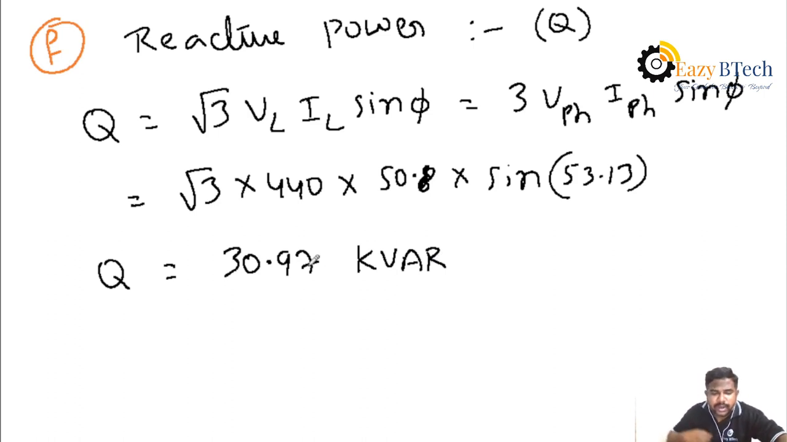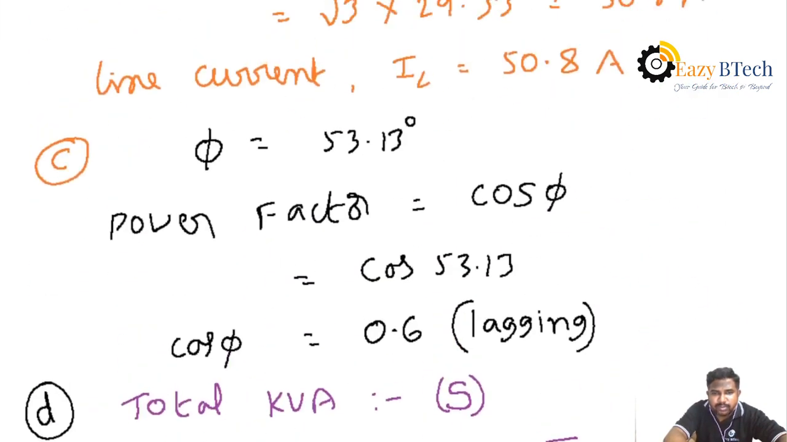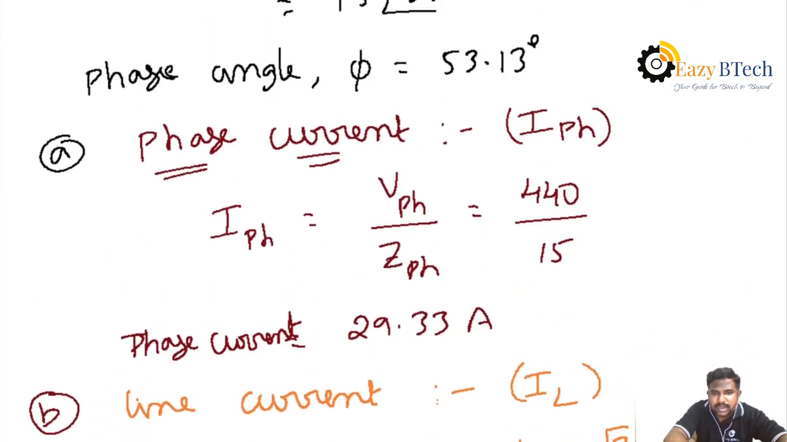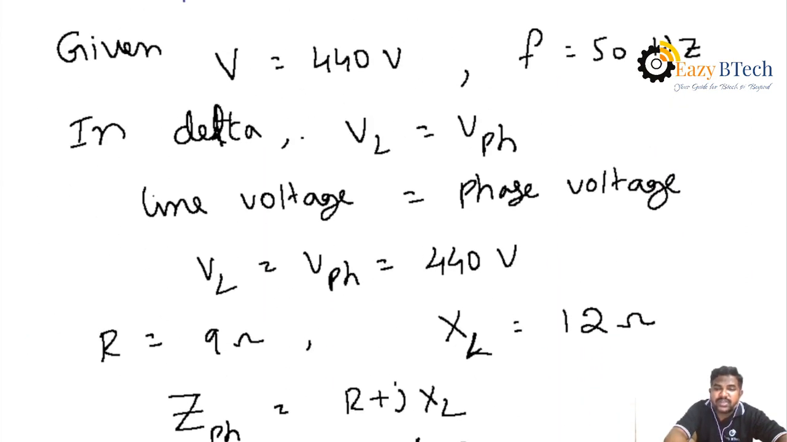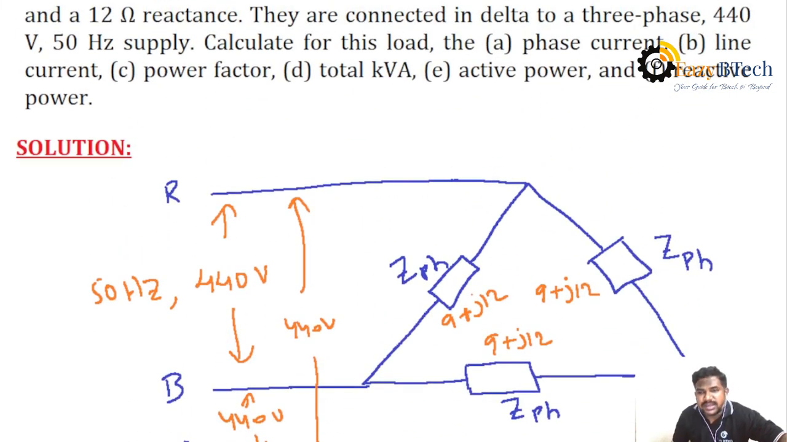So, like that, we have to calculate all three phase parameters, that is active power, reactive power, apparent power, power factor, line current, phase voltage, line voltage, or the phase angle of the system, in case of delta as well as in case of star also. Suppose the given system is star, then by default the given voltage is VL, that is line voltage 440. In star, we know the relationship between line voltage and phase voltage, VL equal to root 3 into VPH. From that, you have to find out phase voltage. Like that, all three phase parameters, phase values, line values, phase angle, power factor, and powers, total active power, reactive power, apparent power, you can find. Then also you can draw the three phase circuit diagram based on the given values.